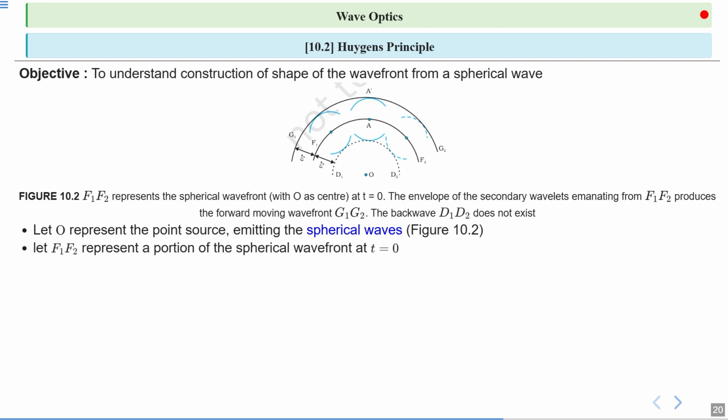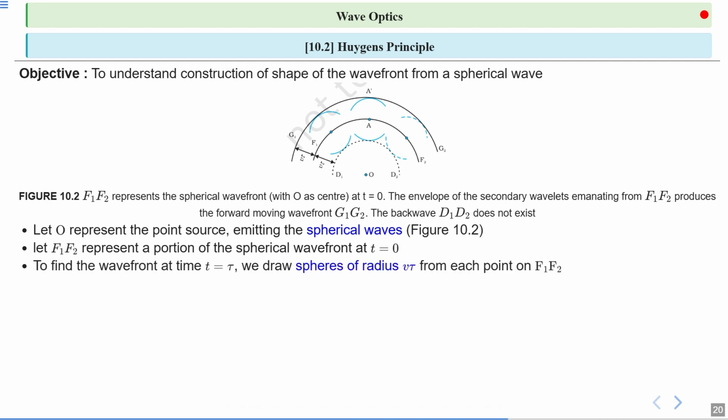Next we focus on F1, F2, which is a portion of the spherical wavefront at time t equals 0. This segment is essential as it serves as the initial wavefront from which the secondary wavelets will emanate. This is the primary wavefront F1, F2 from which secondary wavelets will emerge. Think of F1, F2 as the starting line for our wavefront journey, setting the stage for what happens next.